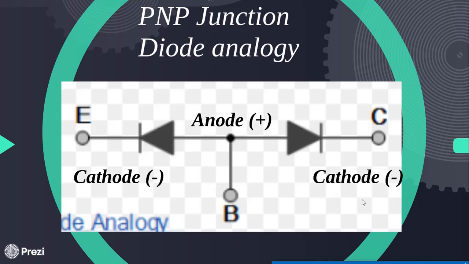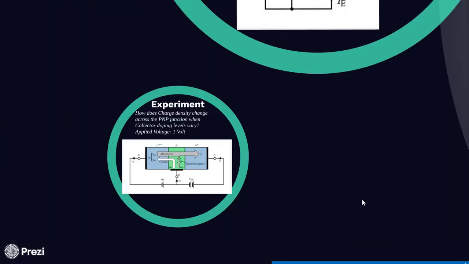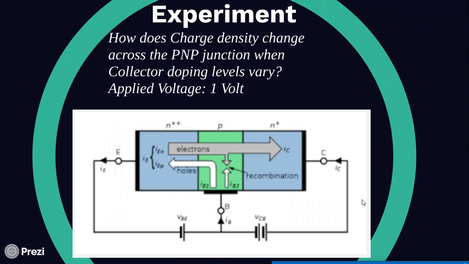If you take a PNP transistor, you have EBC the same as NPN, but in this case we have holes as the majority charge carriers. So this is your NPN transistor.